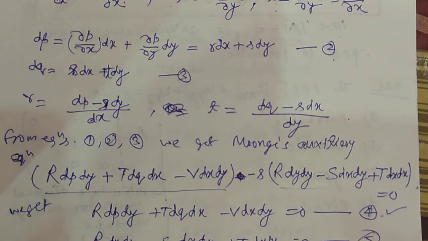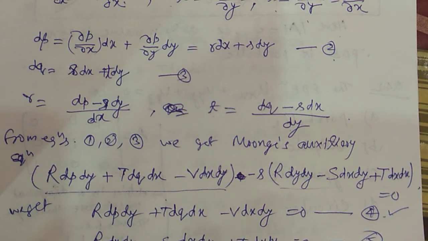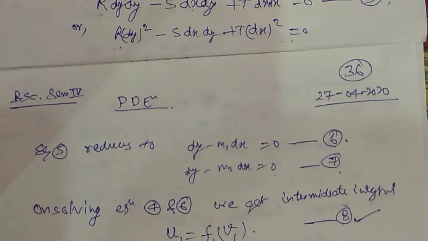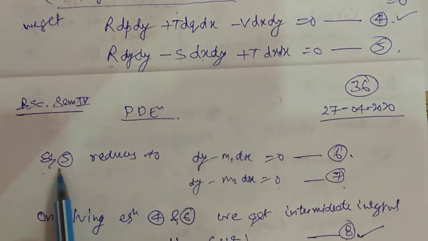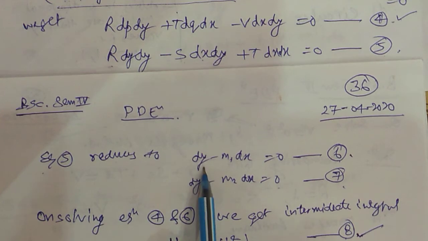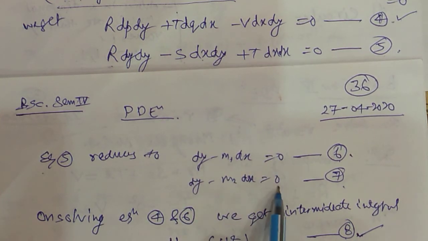Equation 5 is reducible to linear factors. Either it has two distinct linear factors or the same linear factor. In the case of the same linear factor, it is a perfect square. Suppose equation 5 is reducible to linear factors, like this: dy minus m1 dx and dy minus m2 dx.